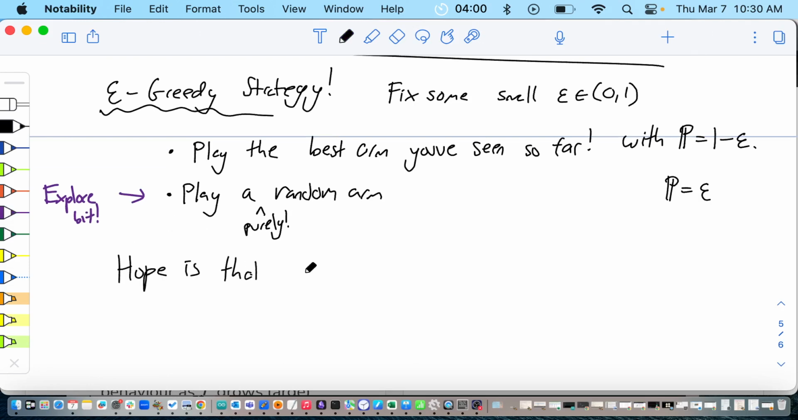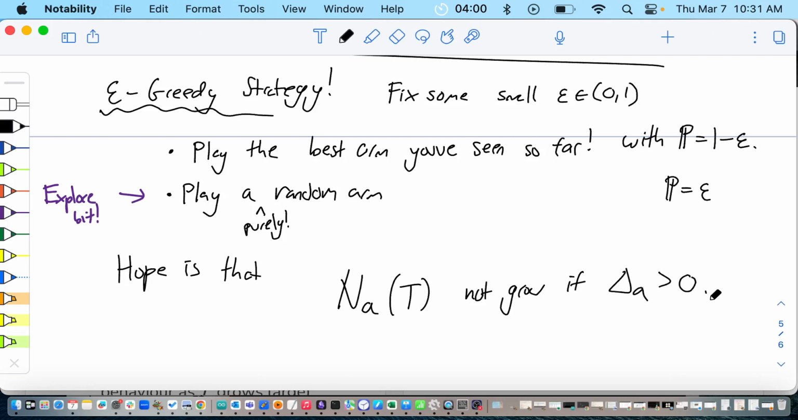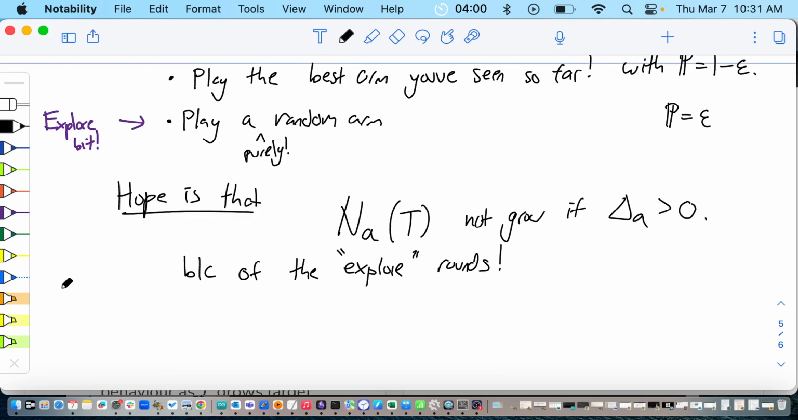And so the hope is that the number of times you play arm A up to time t will not grow if delta A is bigger than 0. So arms that have some regret, you will only play them a few times, maybe not too many times, because of the explore rounds. Okay, that's the hope.